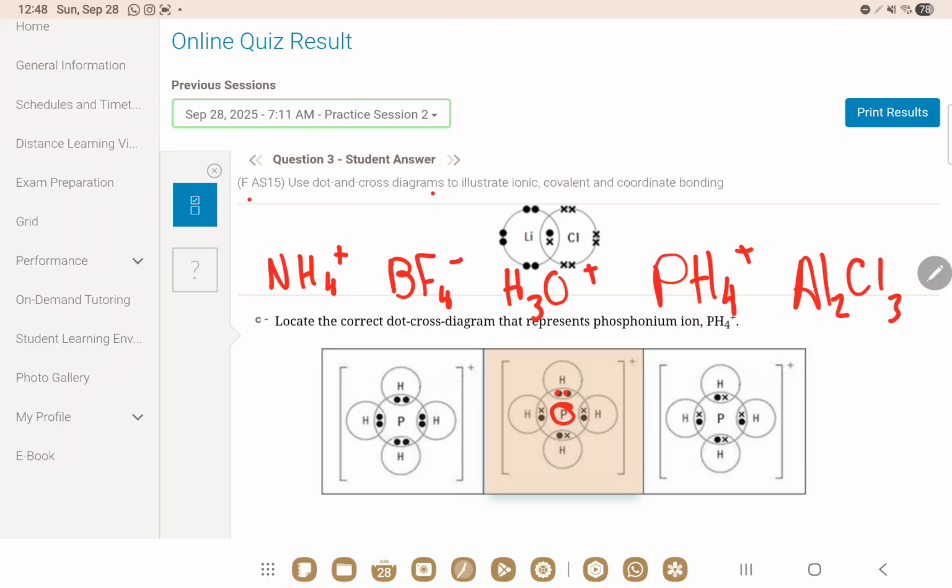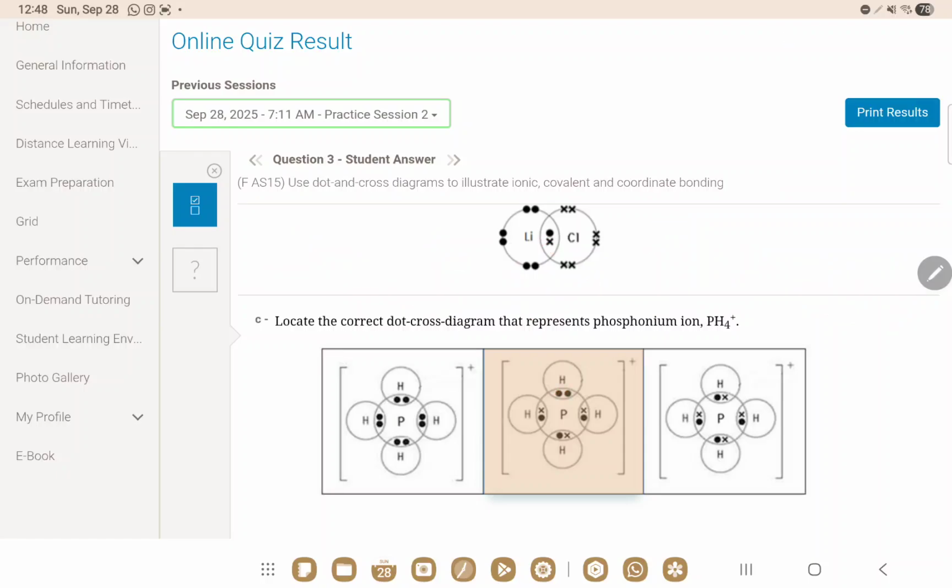These all form dative bonds, which means that the P will share a lone pair with the H. N here shares a lone pair with one H. B shares one lone pair with F. O shares one lone pair with the H. P shares one lone pair with the H. And Al, here this is the most confusing one. Later we're gonna have a question about it. I'll draw it out for you then.